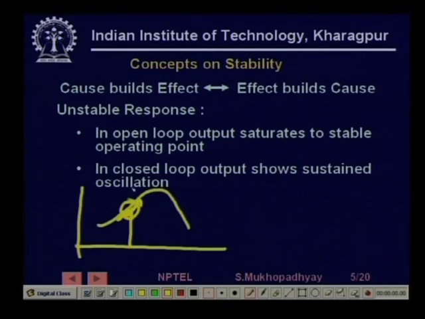So, under control, this tendency of the open loop to saturate to a stable operating point is prevented by the controller. Every time from an unstable loop it will tend to go to the stable point, the controller will push it back, then it will tend to go to the other operating point and the controller will again push it back. So, the plant tends to run away and the controller keeps pushing it back. So, you have an oscillating response.